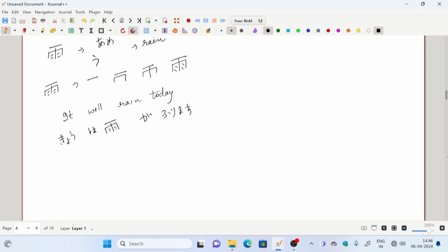Okay. So now we'll do the verbs where we have left the 3 groups of the verb. First group, second group, and the third group. In the third group we learn that there are only 2 verbs. Those are shimas and kimas. Shimas means to do and kimas means to come.